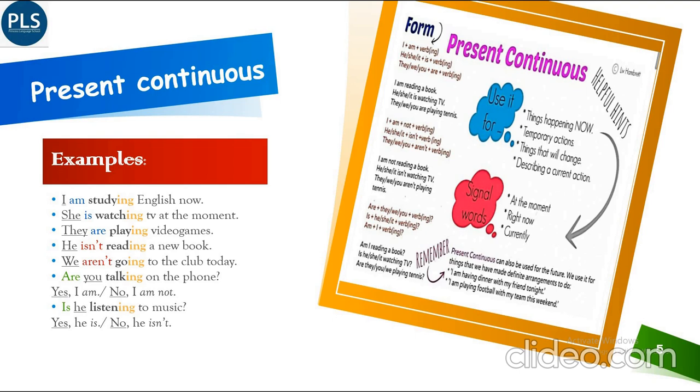Now let's look at the WH question. Of course, we're going to start the question with the WH word. What, then verb to be, am or is or are, then the subject, then the verb in ing. What are you doing? And the answer is going to be I am writing a paragraph for my English class.